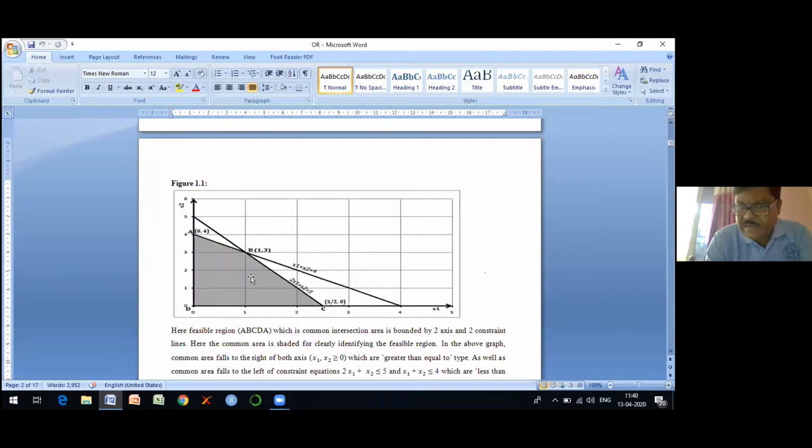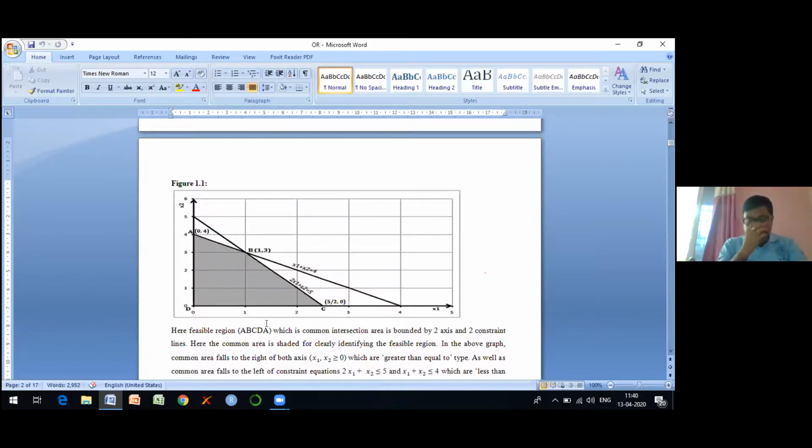Graphically, we can say that this area will be called the feasible region or the viable region, where we can think about the utilization of our resources within this limit. We will not go to the side or to the upper side, right? So the feasible region is, here we have written A, B, C, D, A. So this area is the feasible region.